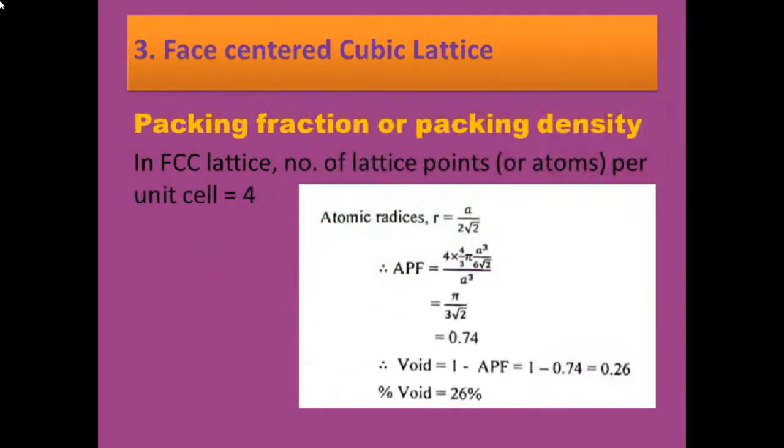Packing fraction or packing density in FCC crystal: the number of lattice points or atoms per unit cell is equal to 4. Therefore, r is equal to a/2√2. When we substitute this value in the formula of APF, we arrive at the value 0.74. APF, atomic packing fraction, is equal to 0.74, that is 74%. And if we are going to find the void, then void is equal to 1 minus APF, which is 1 minus 0.74, equal to 0.26, that is 26% void.